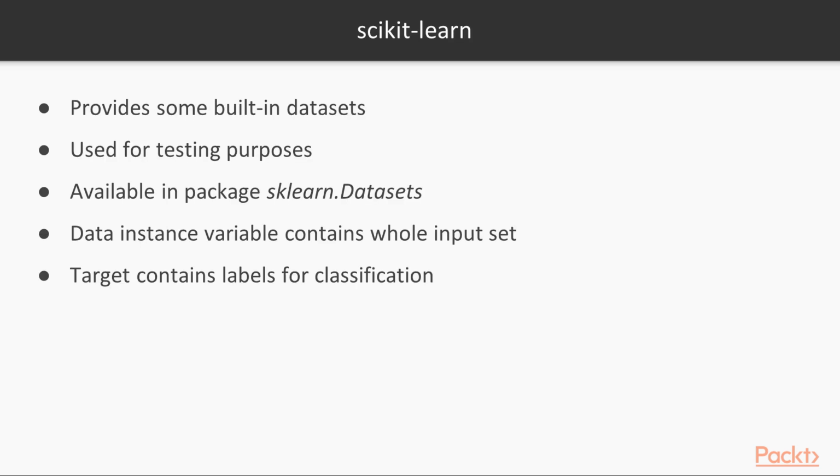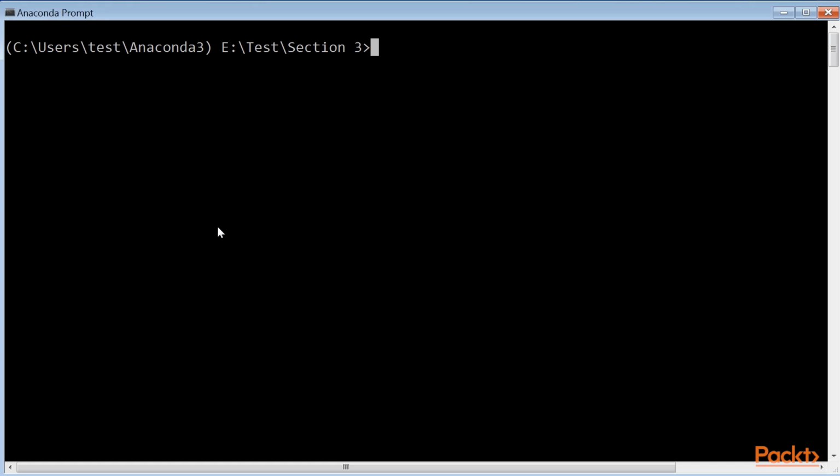Scikit-learn provides some built-in datasets that can be used for testing purposes. They're all available in the package sklearn.datasets and have a common structure. The data instance variable contains the whole input set X, while target contains the labels for classification or target values for regression. Let's see an example now.